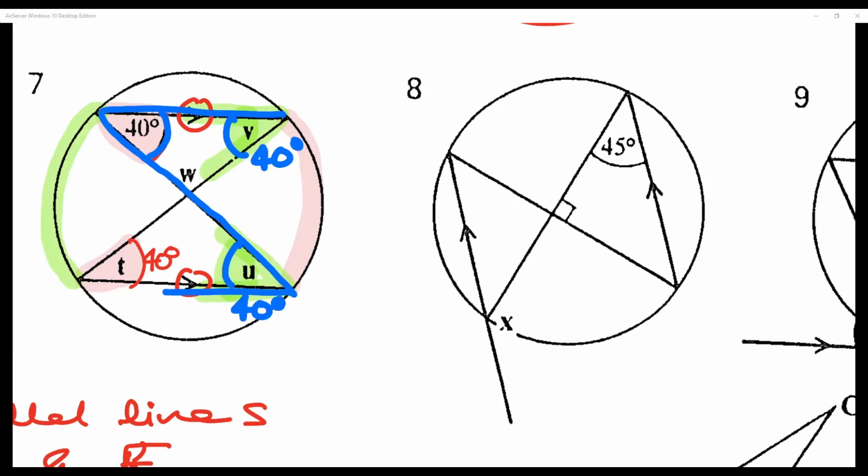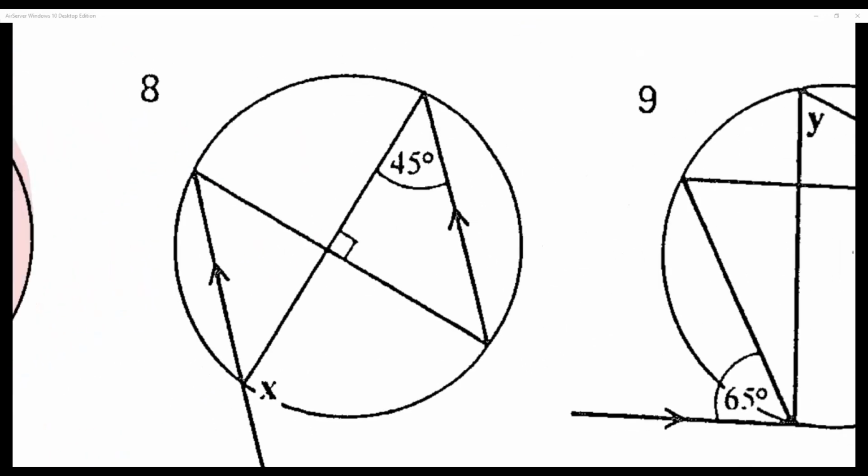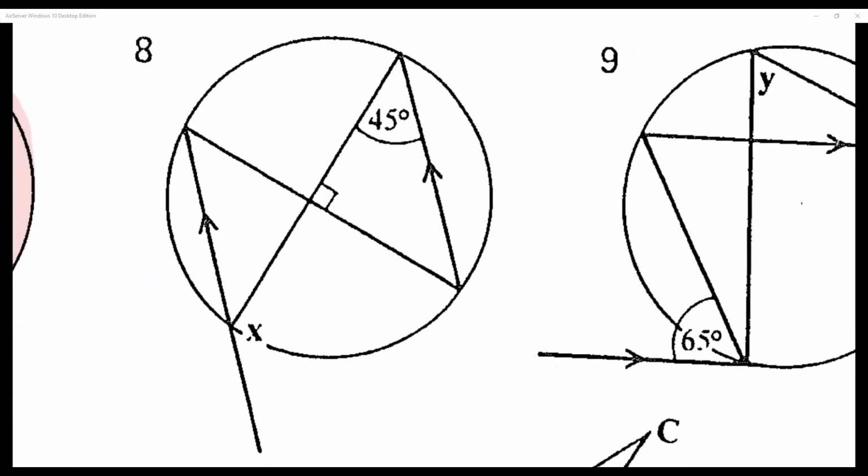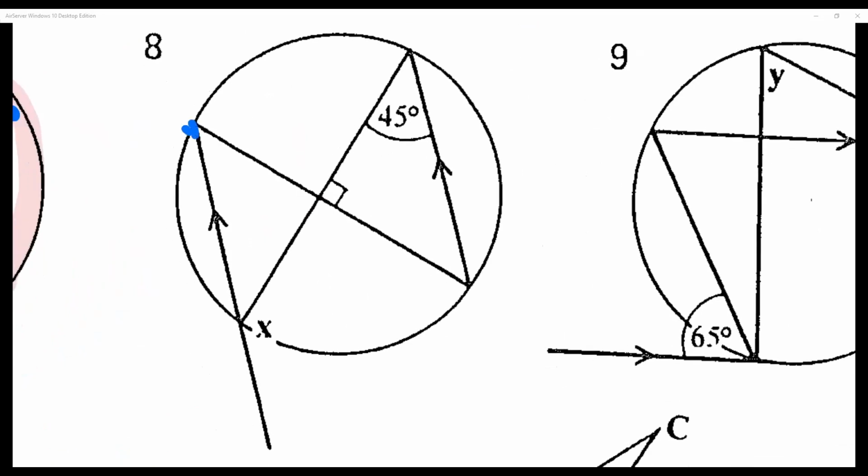Okay, question number 8, Salih, have you done any? You have. Again, do another one. Question number 8. So opposite the right hand triangle would be a right triangle. First of all, tell me where the other 45 goes. 45 will go there, because alternate angles are equal.